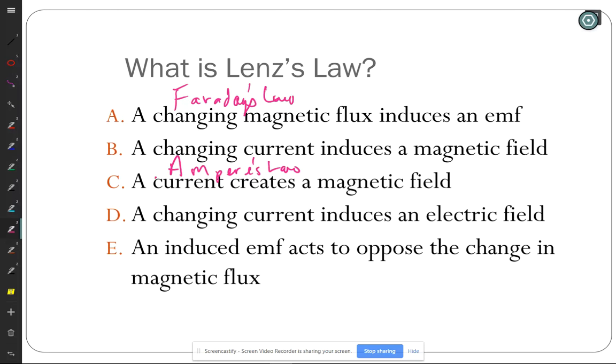The next one: a changing current induces an electric field. Isn't that what opposes the changes of the magnetic field? Well, we will learn Maxwell's laws soon.